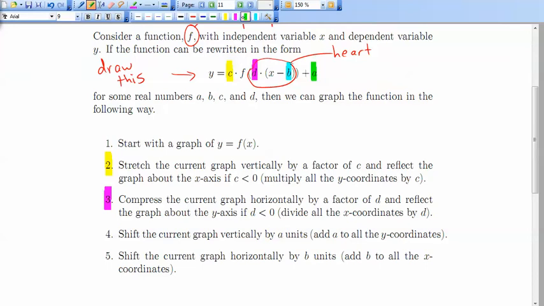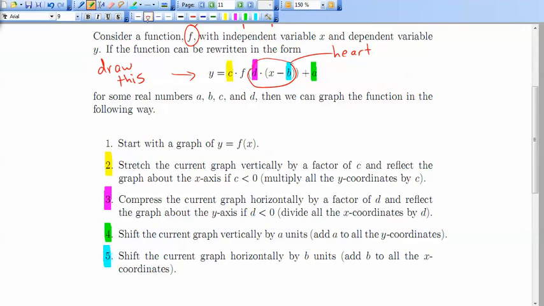Then afterwards, we will take a look at our term outside the heart of the function. And if a is positive, we'll shift our graph up that many units. If it's negative, we'll shift down that many units. And lastly, we'll take a look at our term inside the heart of the function. If b is positive, we'll shift to the right that many units. If it's negative, we'll shift to the left that many units.